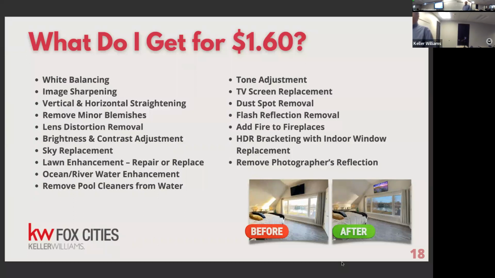Okay, what do I get for $1.60? I'm not going to read them all down here, but some of the big things is vertical and horizontal straightening. When you use a wide angle lens, your walls might look like they're coming in, and things don't look straight. They handle that in their process. If you happen to have any lint on your lens, or there is a blemish on the wall, they'll take care of it for you.